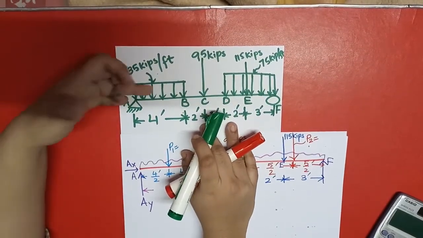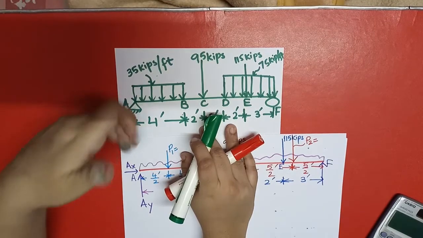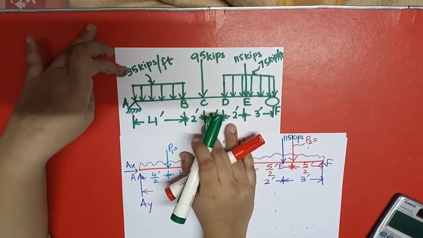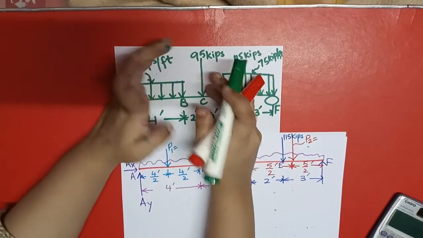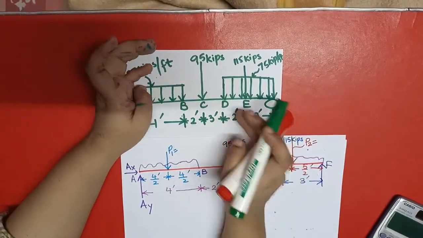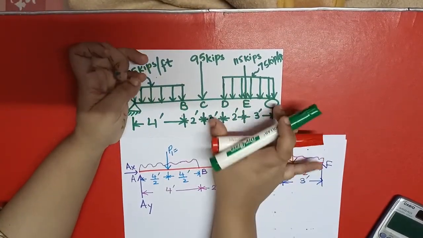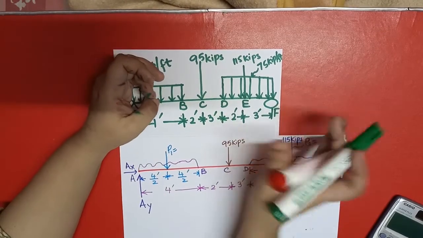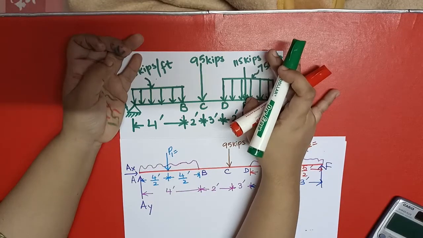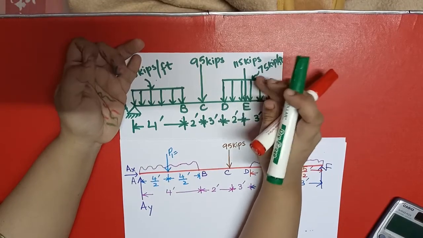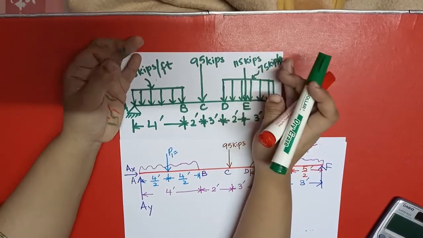So there is a uniformly distributed load from A to B on the 4 feet. It is 35 kips per foot. It is 95 kips and this is the point load at point C. Then D to F is also a UDL, uniformly distributed load, of 75 kips per foot, and there is also a point load on the UDL as well. It is 115 kips.